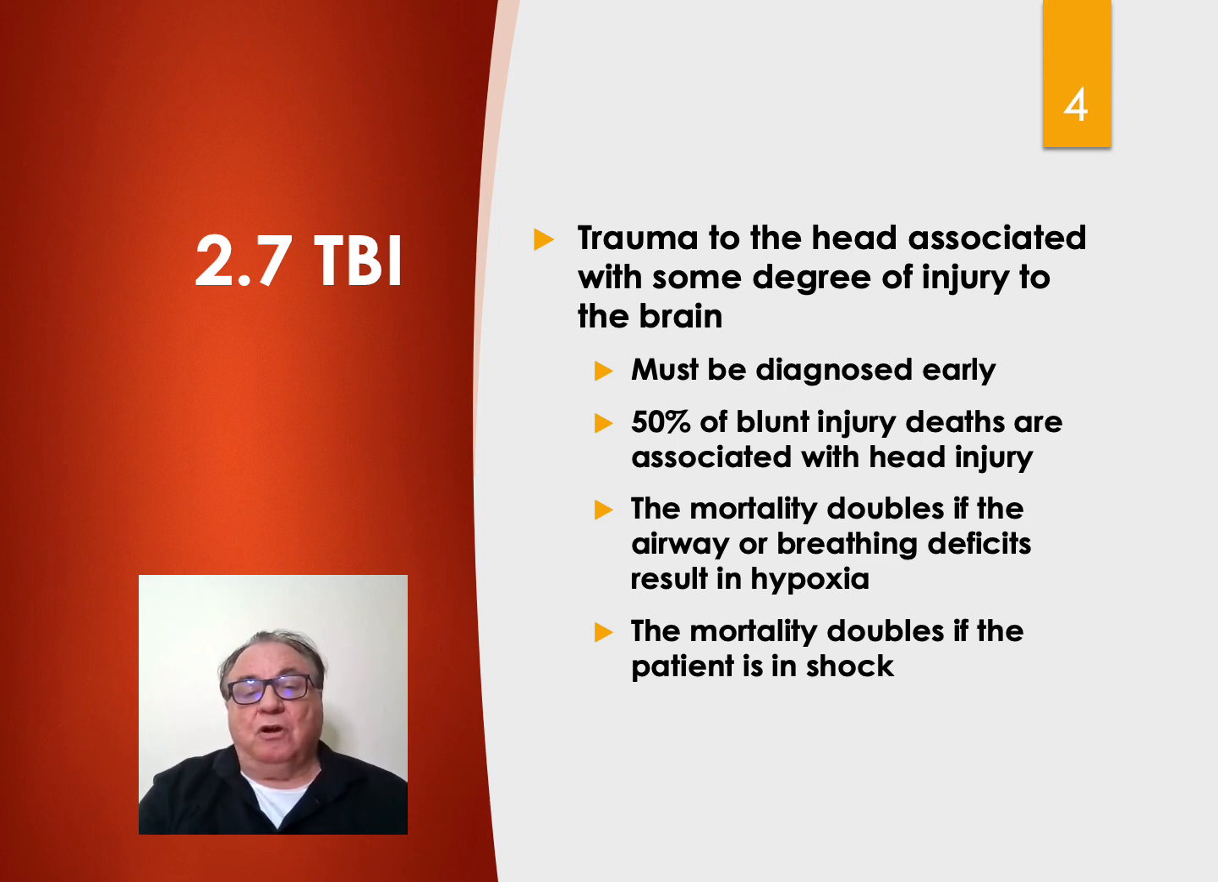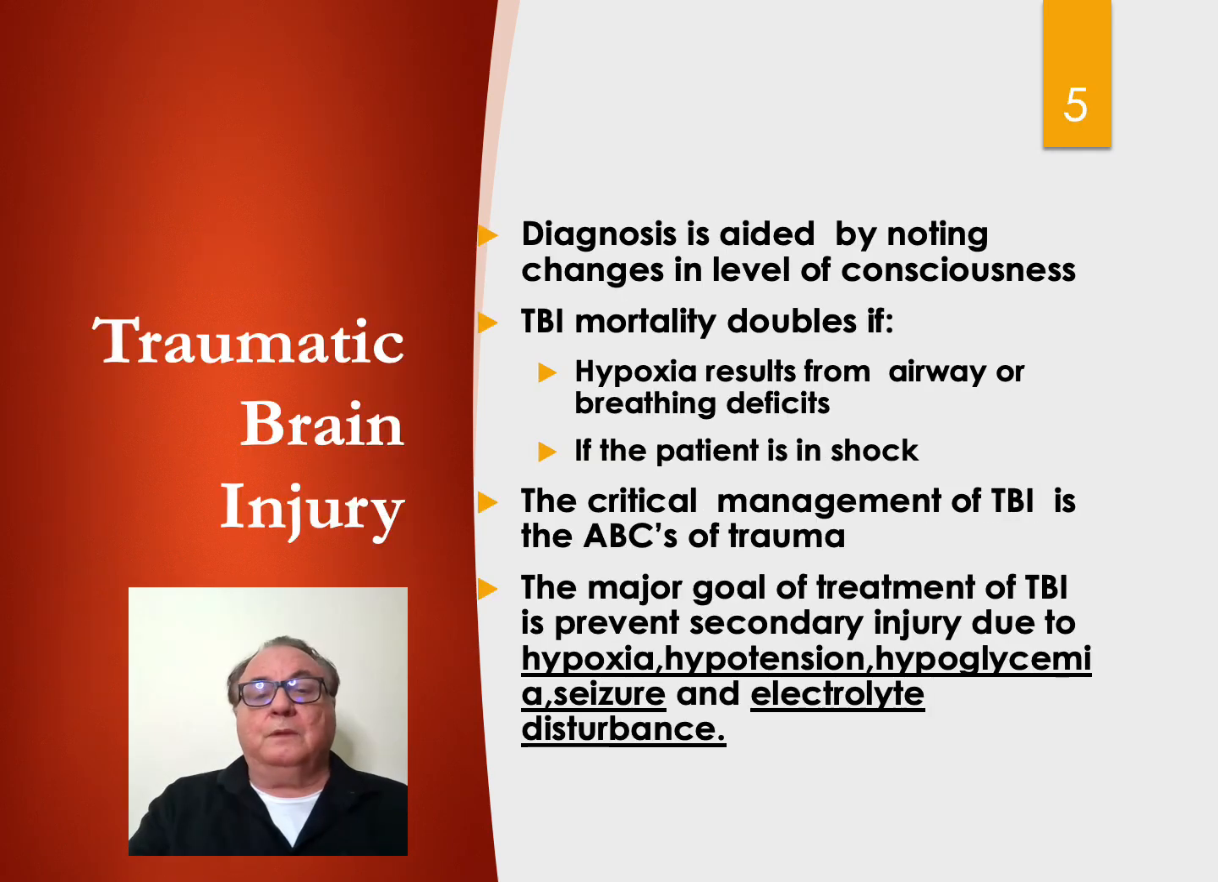50% of blunt injury deaths are associated with head injury. The mortality doubles if the airway or the breathing deficit results in hypoxia. The mortality doubles if the patient is in shock. The diagnosis is made by noting changes in the level of consciousness. The critical management of TBI is the ABCs of trauma. The major goal of treatment of TBI is preventing secondary injury due to hypoxia, hypotension, hypoglycemia, seizures, and electrolyte disturbance.